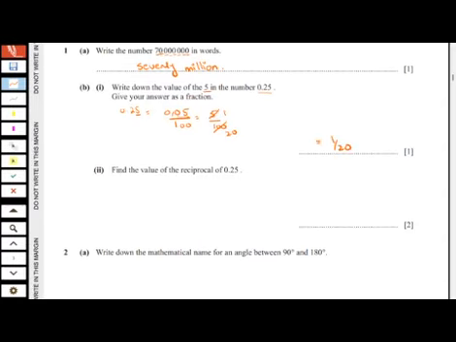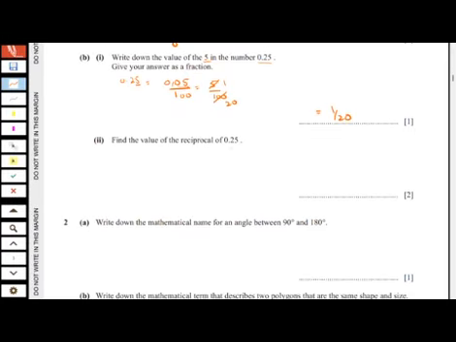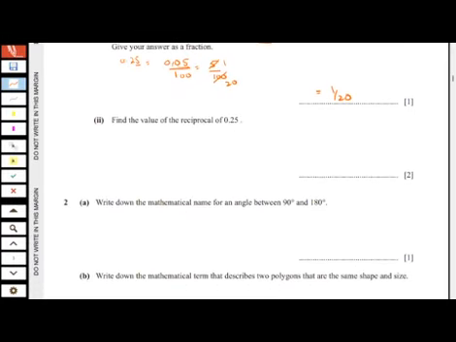Next we have to find the value of the reciprocal of 0.25. So 0.25 is equal to 1 divided by 4. The reciprocal of 1 divided by 4 is 4 divided by 1. So the answer is 4.